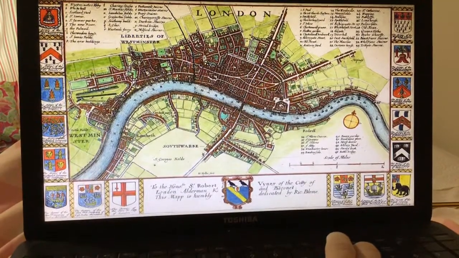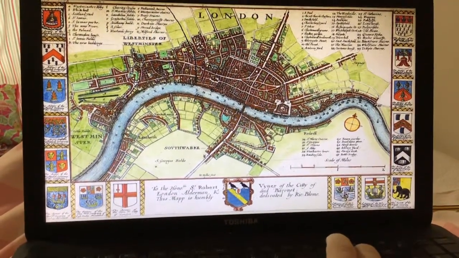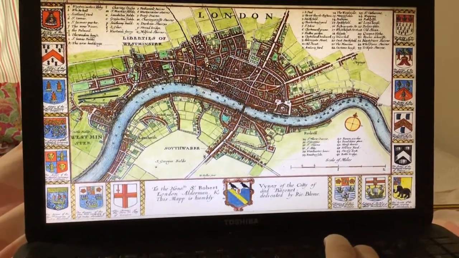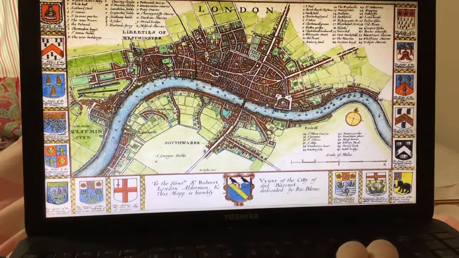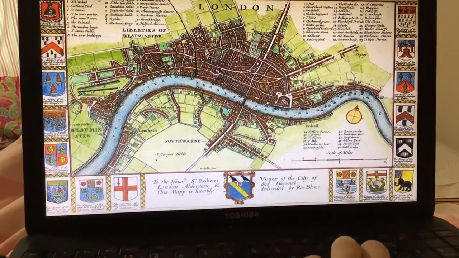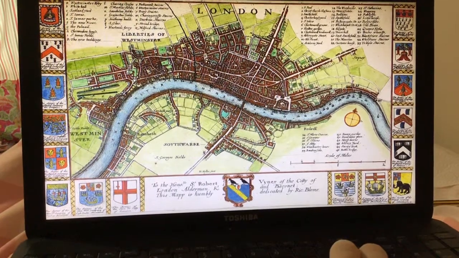It didn't used to have as many buildings as it does now. So you see how important history is and geography is, and historians and geographers have to work together to find out how places change over time.